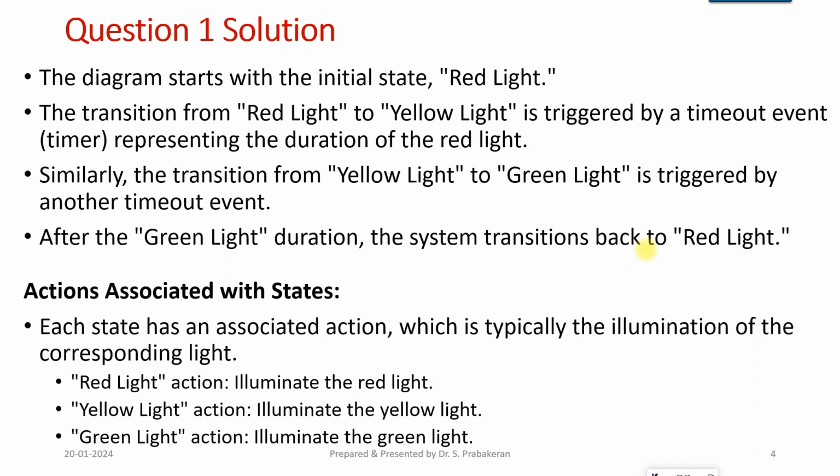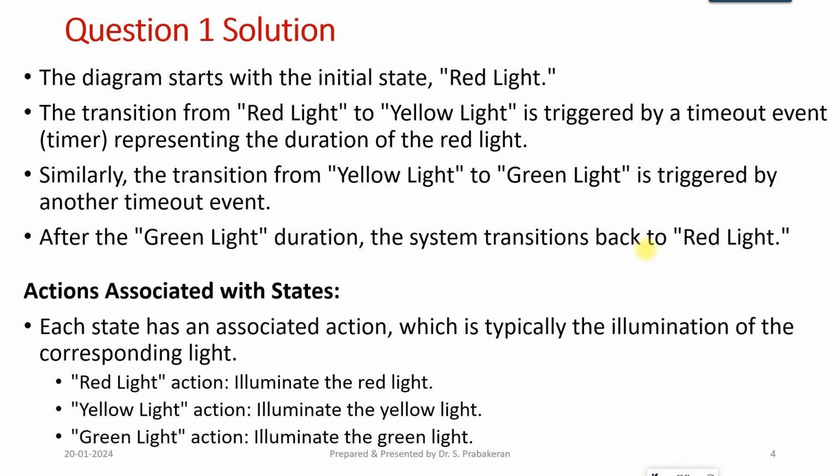Now when it comes to state action, what is the state action that we are going to do? For each state there is an associated action, we all know that, right? Now in the case of red light state, the action is to illuminate the red light. That's simple enough. Now coming to the transition, from red light, if it moves to the next part, that is the yellow light.